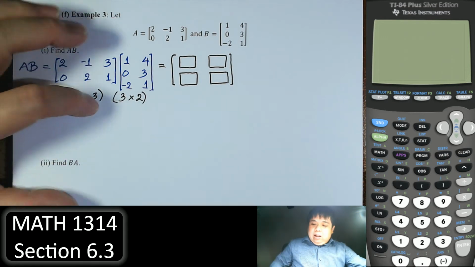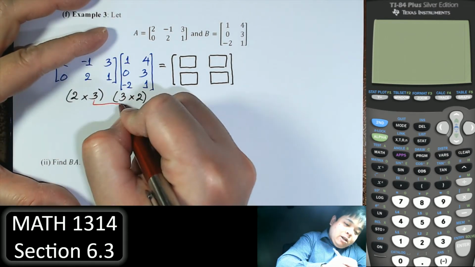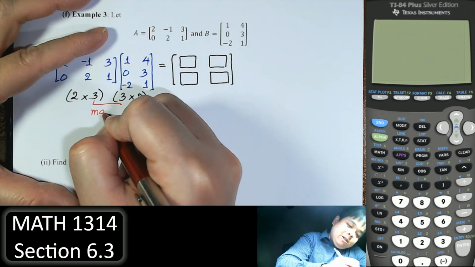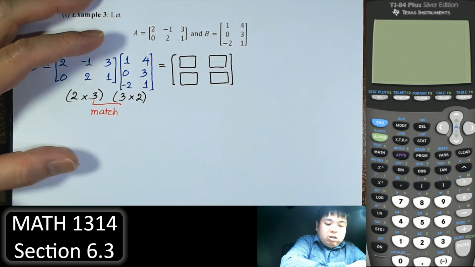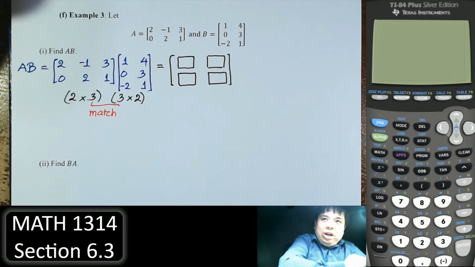Right, the middle numbers match. The outside numbers give us the dimension of the product, so we know it's going to be 2 by 2. So how do we get the 2 by 2?